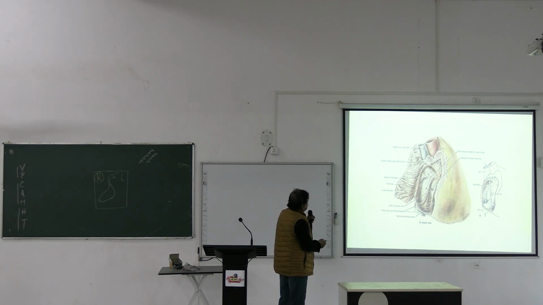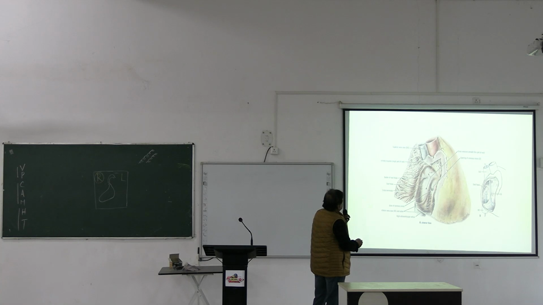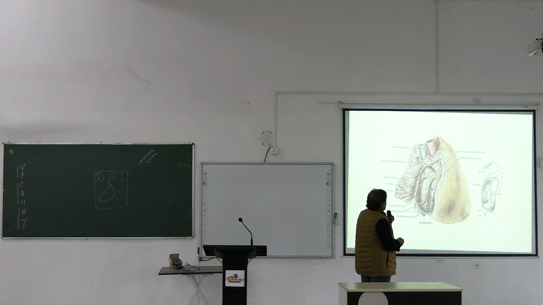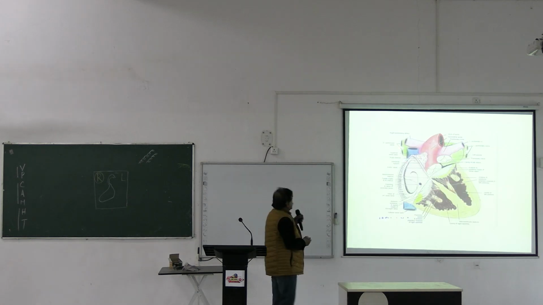Crista terminalis, this is the crista, and valve of coronary sinus, opening of coronary sinus. This is superior vena cava, and you can see the inferior vena cava and valve, right atrioventricular orifice. This is the right atrioventricular orifice, anterior view, and you see how the superior vena cava and the fossa ovalis are here. I showed you the specimens.